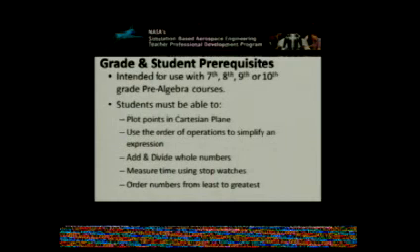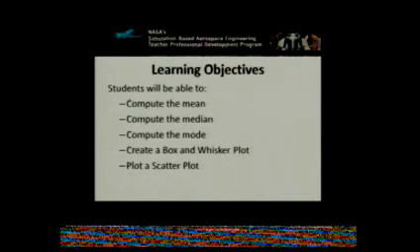They have to be able to measure time using stopwatches, and they have to be able to order numbers from least to greatest. In taking what we expect them to be able to do, we would like them to compute the mean, the median, and the mode based on definitions that we've given them, the run through, how to calculate it, and exactly what it is.